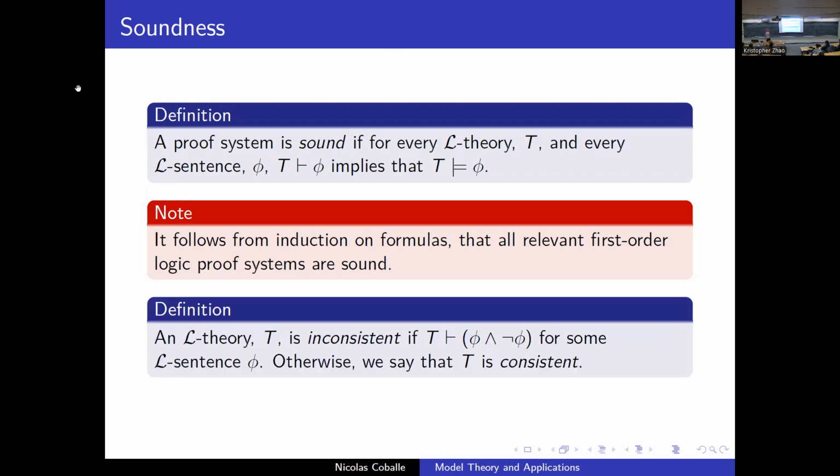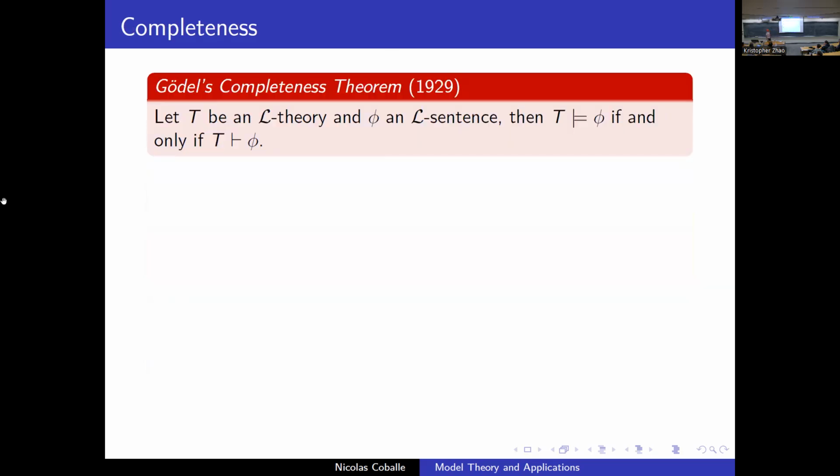An L theory T is inconsistent if it proves phi and not phi for some L sentence phi. Otherwise, we say that T is consistent. Now this is a big theorem in logic and model theory, called Gödel's completeness theorem, and I will not prove it because it's very long and a bit boring. It says: let T be an L theory and phi an L sentence, then phi is valid in T if and only if T proves phi.